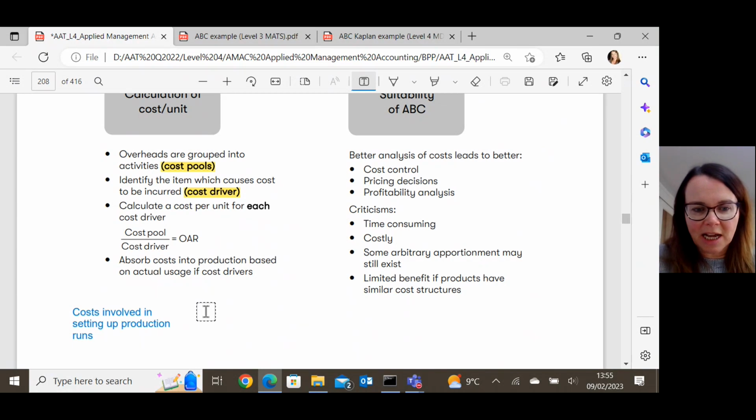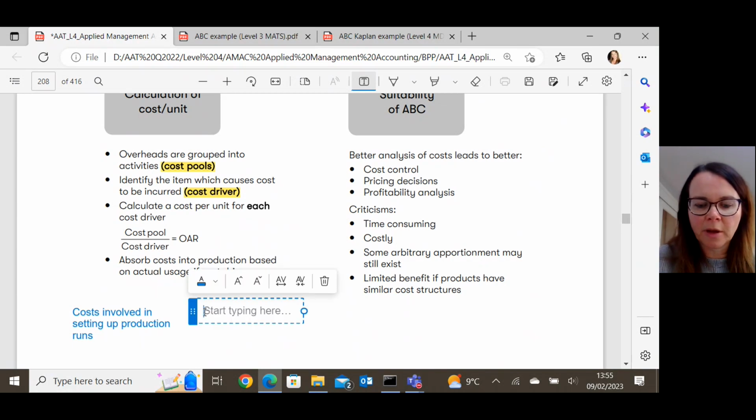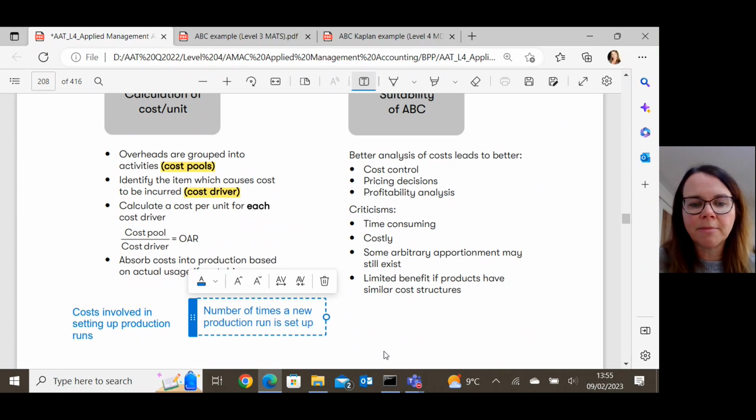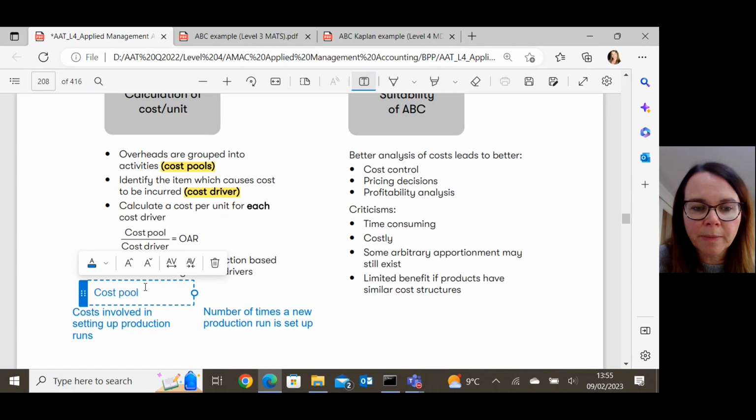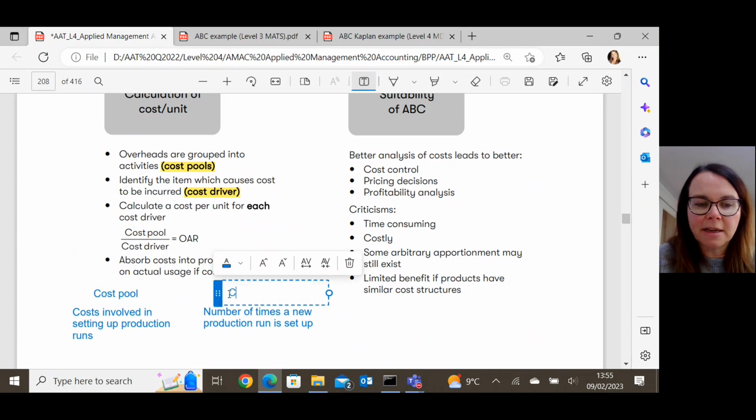What drives that cost would be the number of times that a new production run has to be set up. So the cost driver would be the number of times a new production run is set up. So a reminder, this is the cost pool, an example, and this would be the cost driver.